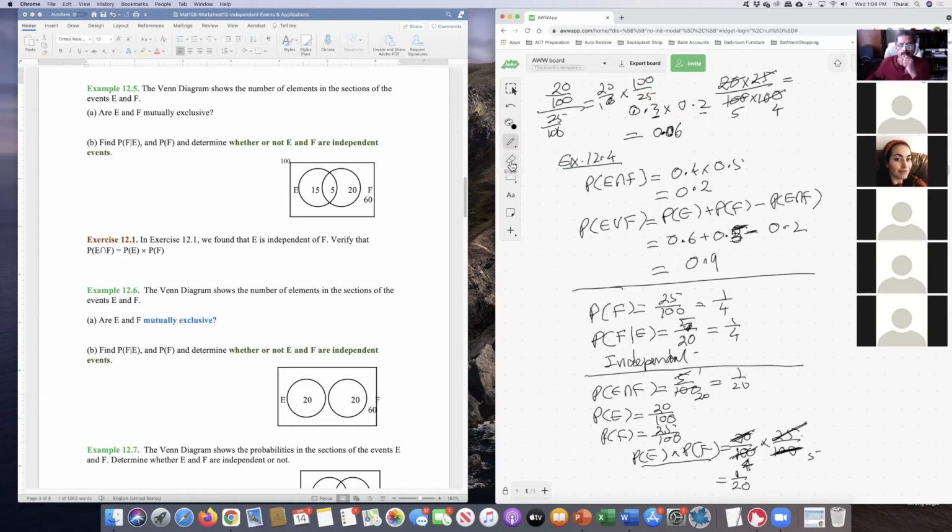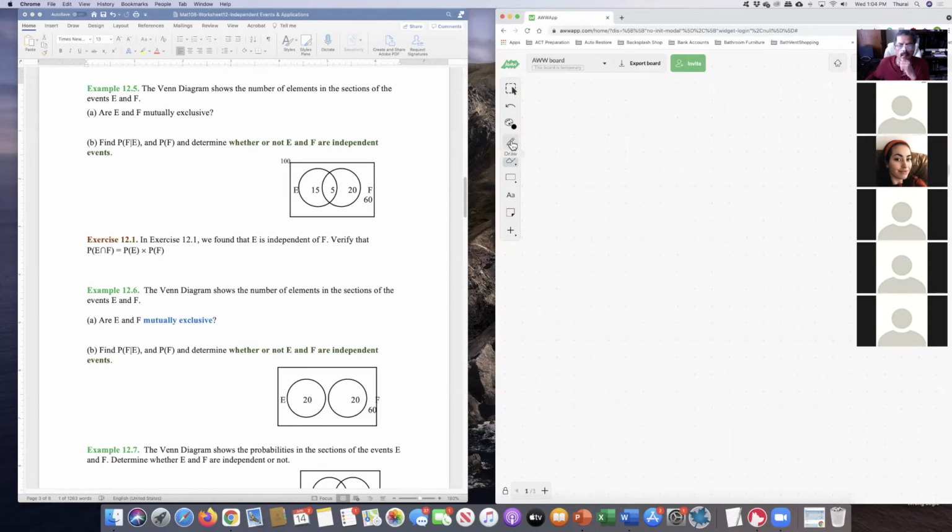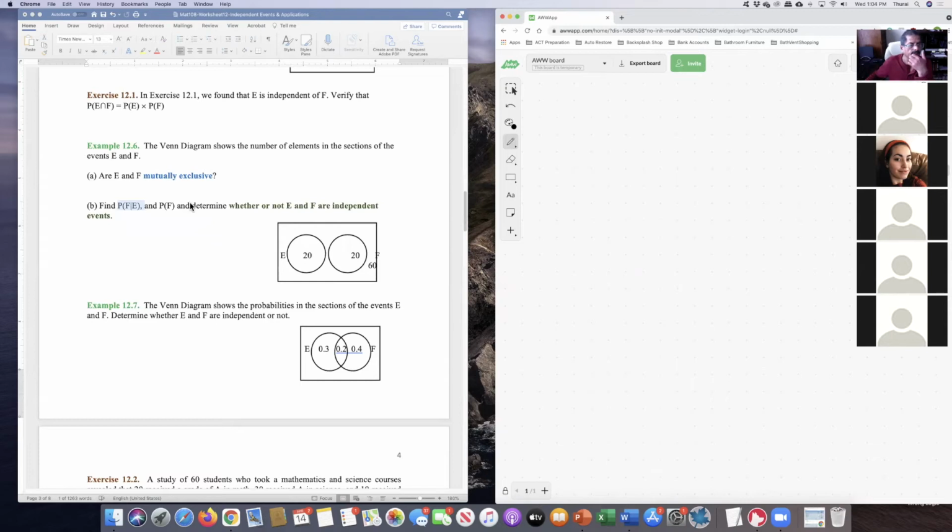Okay, so let me clear that screen. So going over to problem 12.6, are E and F mutually exclusive? Yes. So let's find probability of F given E. F given E means E has occurred, and we need the probability of F. E has occurred. So if E has occurred, you're here in this circle. What is the probability for F happening? Anybody? 0. Because there is nothing in common.